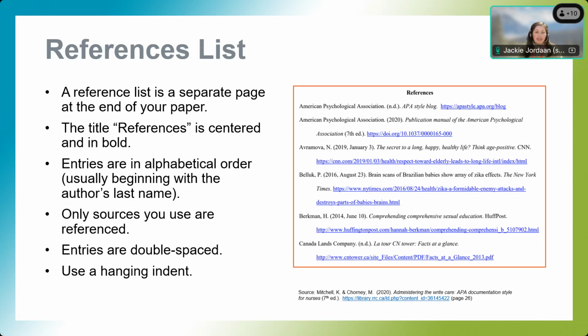The title of this page will be References. Again, it's on a separate page at the end of your paper. And only sources that were used in your in-text citations or in your paper will be referenced in this list. Entries are double-spaced, and you use a hanging indent. Do join us next week for our workshop on formatting. We'll go into more detail about what is double spacing and what is a hanging indent. So we'll answer those questions next week.